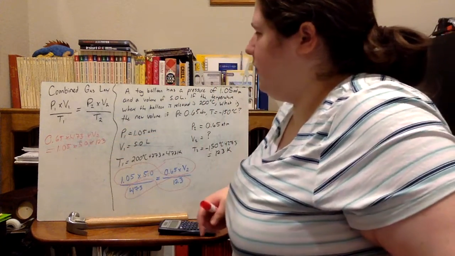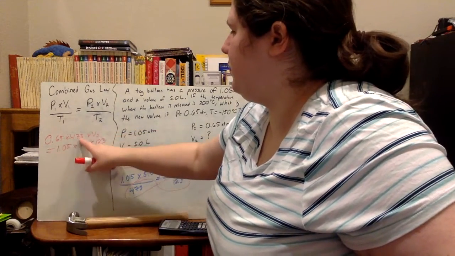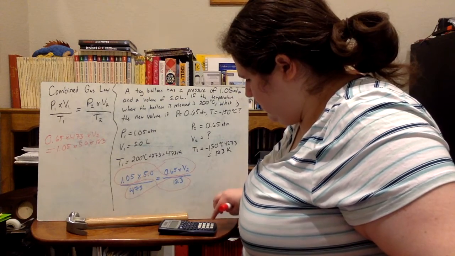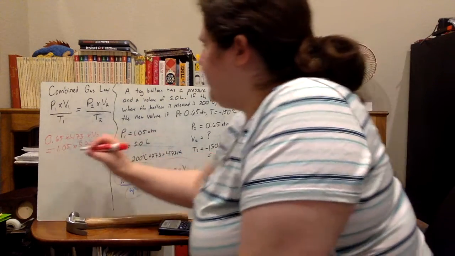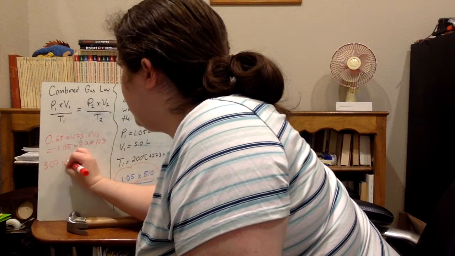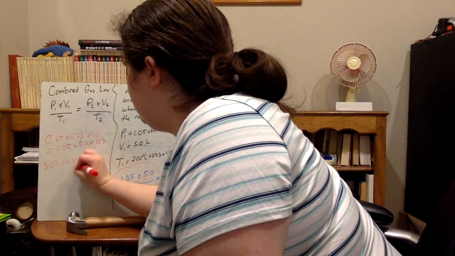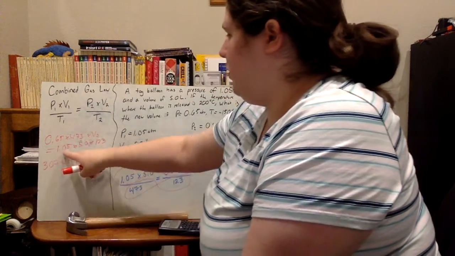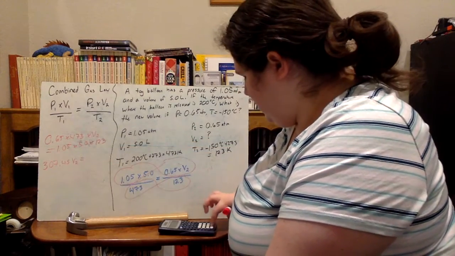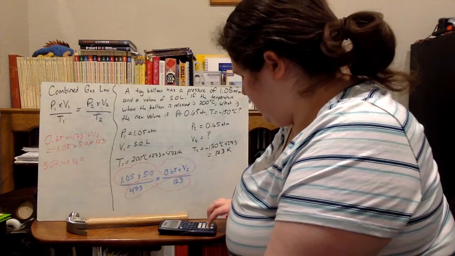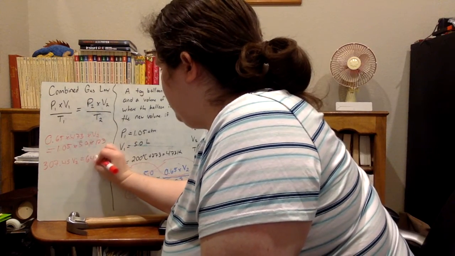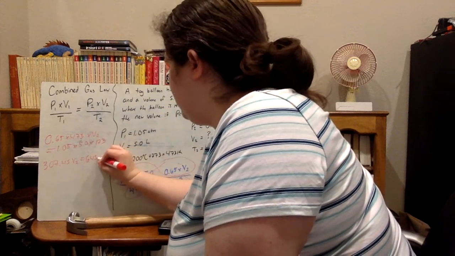All right, so let's simplify. 0.65 times 473 is 307.45. So 307.45 V2 is equal to 1.05 times 5.0 times 123, which is equal to 645.75.